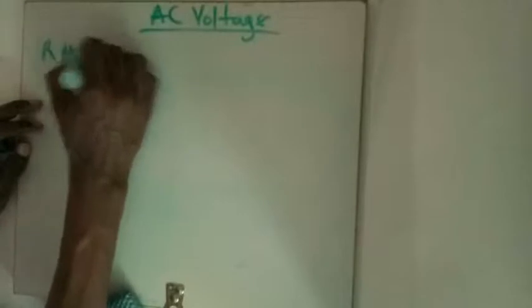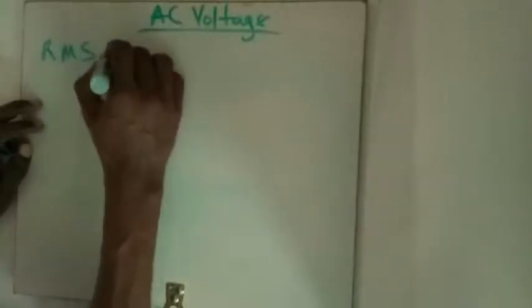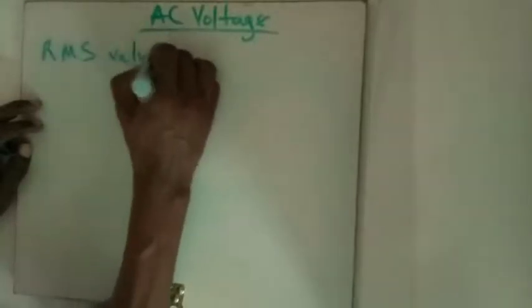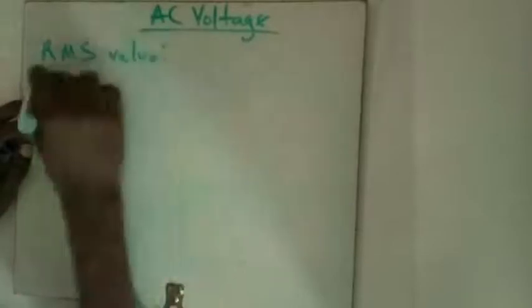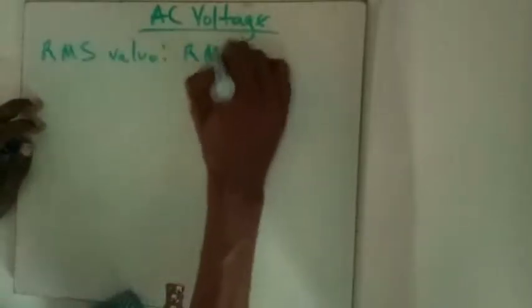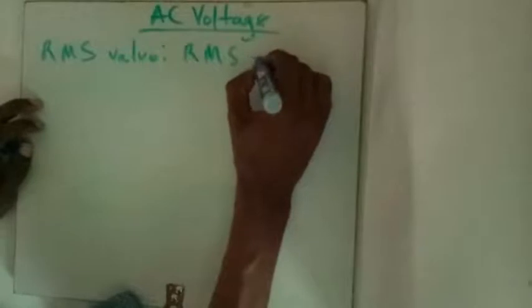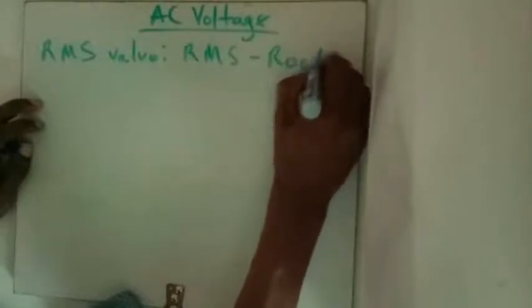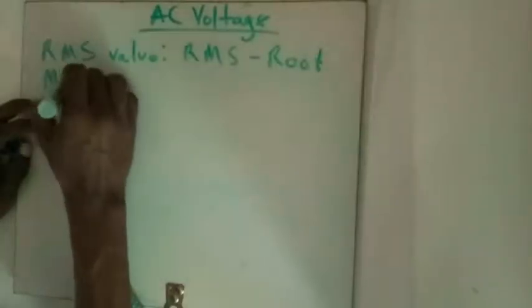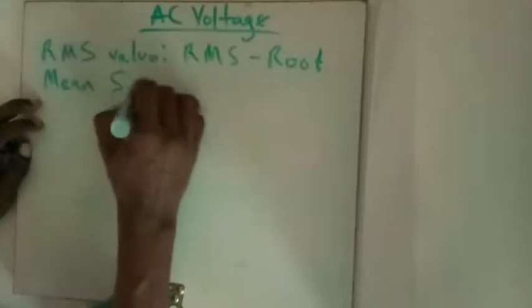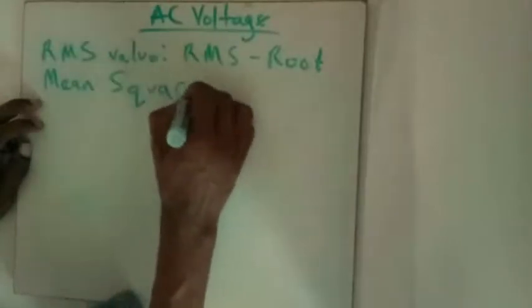One of them is the RMS value. So RMS means root mean square. That is what it stands for.